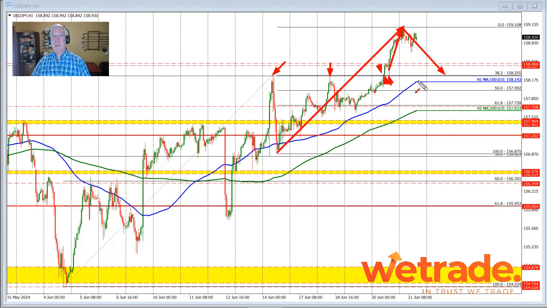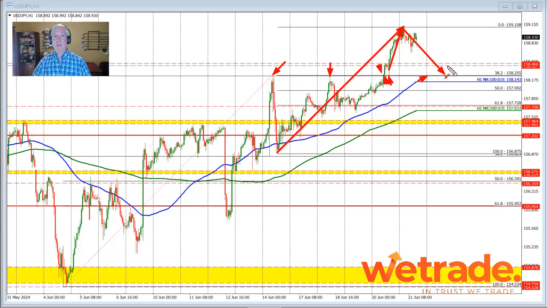And as you can see, the 100-hour moving average is also moving higher. In a few hours, or by the end of the day, that moving average should be right near that 38.2% retracement. So a good rule for traders looking for more upside in the dollar versus yen is: don't go below the 38.2% retracement. Don't go below the 100-hour moving average.